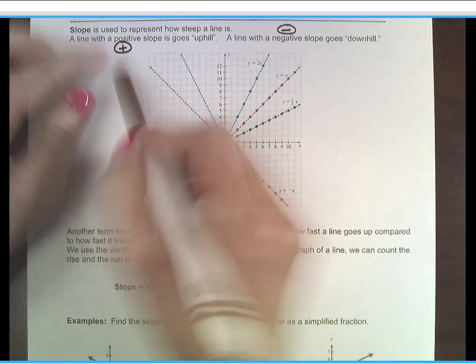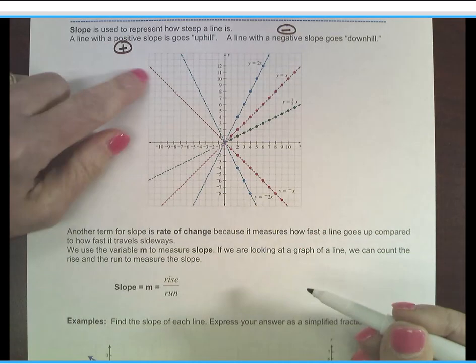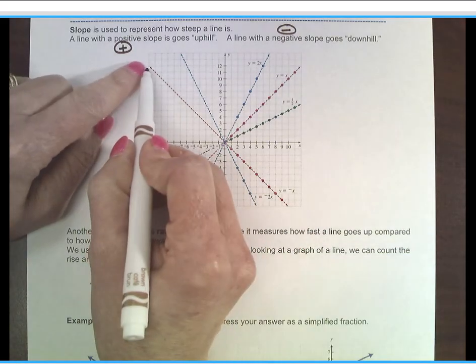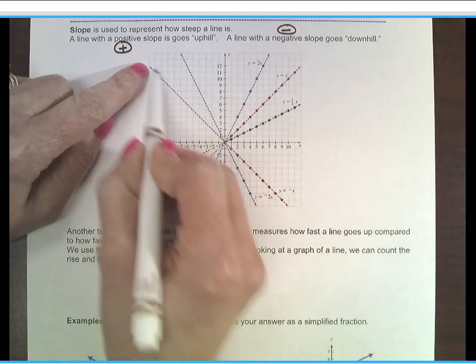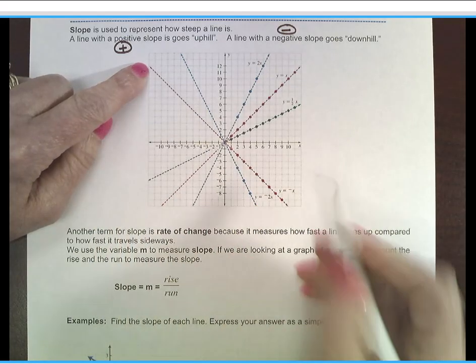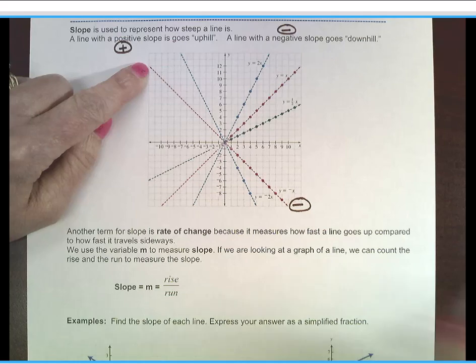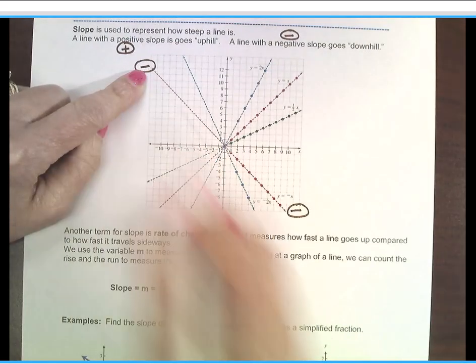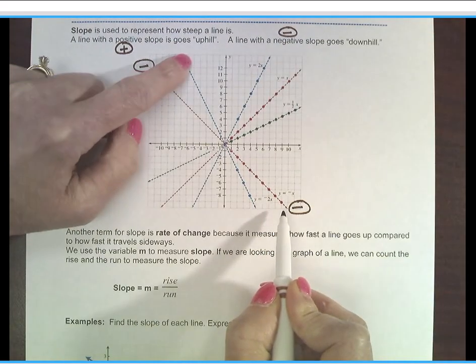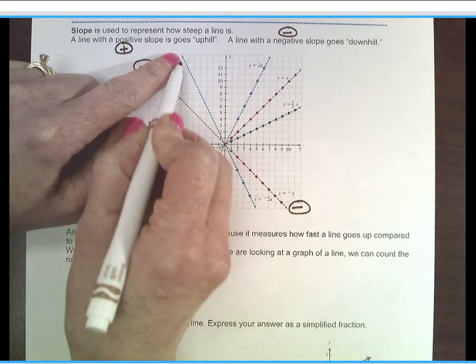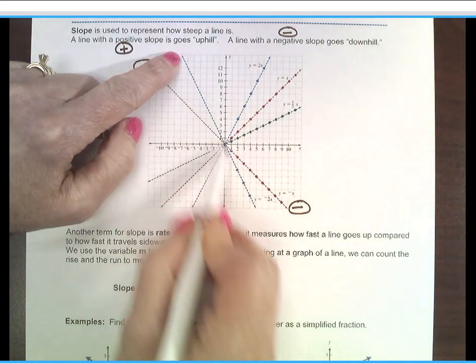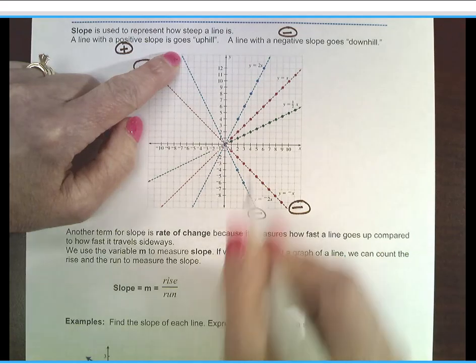So if I just start with any of these lines over here, like this line right here, if I hop onto this line and I go from left to right, I would be sliding downhill. So I know that this line has a negative slope because it goes downhill. If I go to this blue line up here at the top, you can see if I hop on the line there, I would slide downhill. That one also has a negative slope.